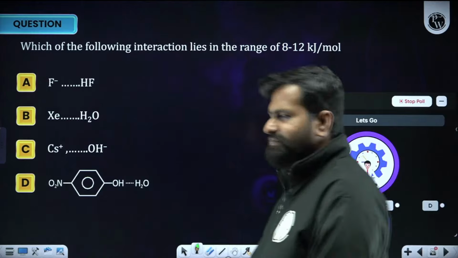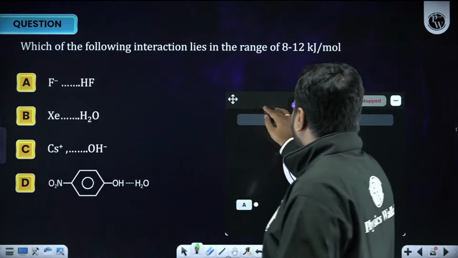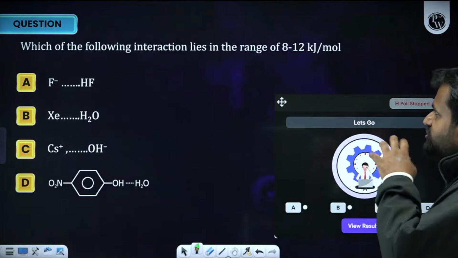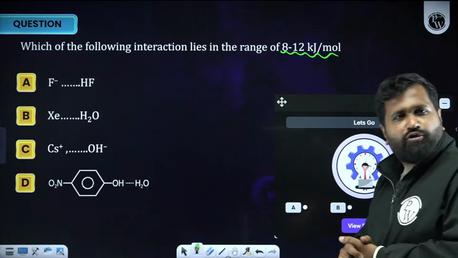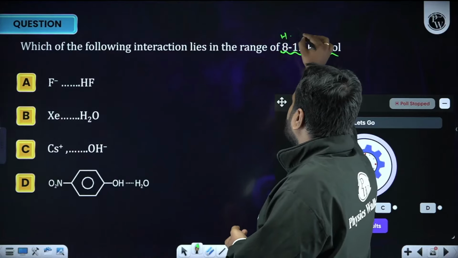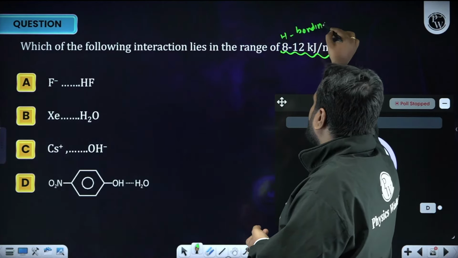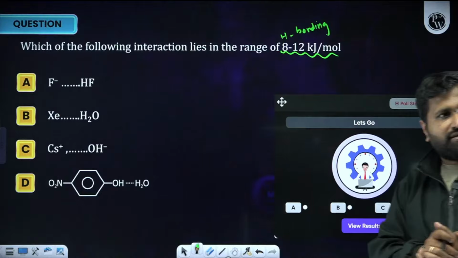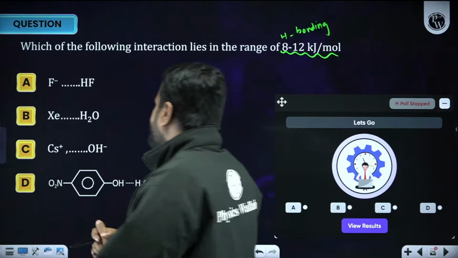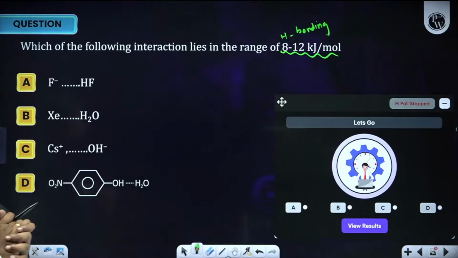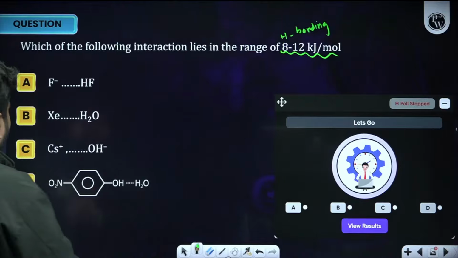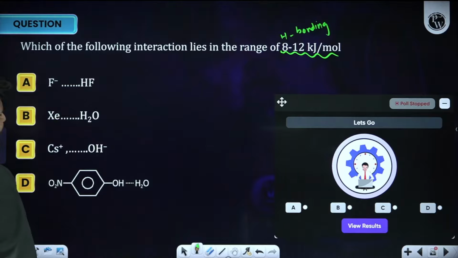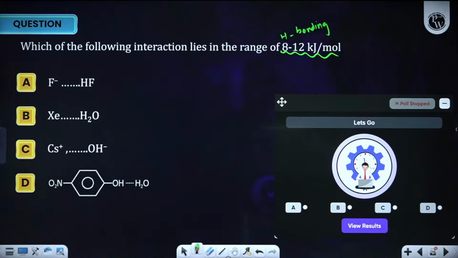See, normally in the question, what they are asking is which of the following interactions lies in the range of 8 to 12 kilojoule per mole. 8 to 12 kilojoule per mole is possible for hydrogen bonding interaction. So basically, in which of the following will we have hydrogen bond formation? That will be the answer. Everybody getting an idea? So with the help of that, we can tell: 8 to 12 kilojoule is hydrogen bond.